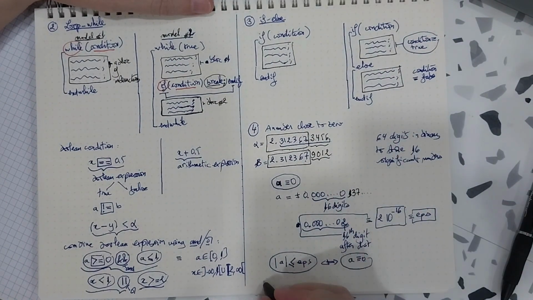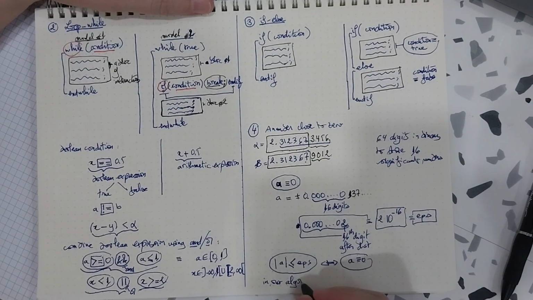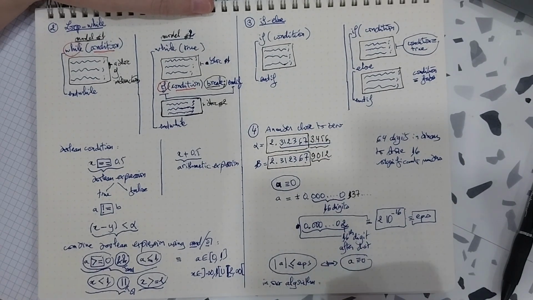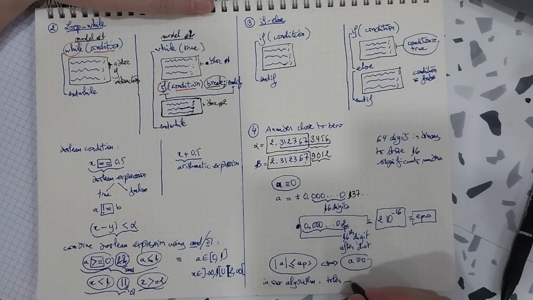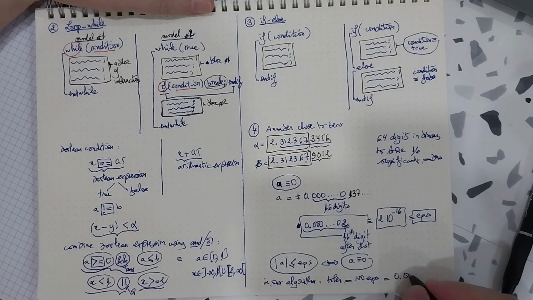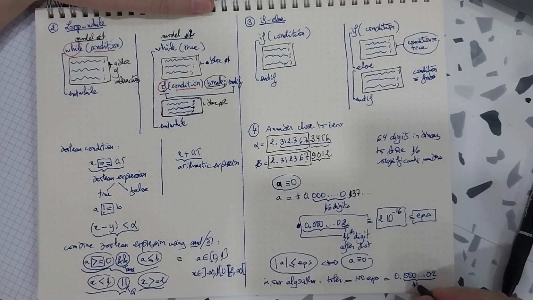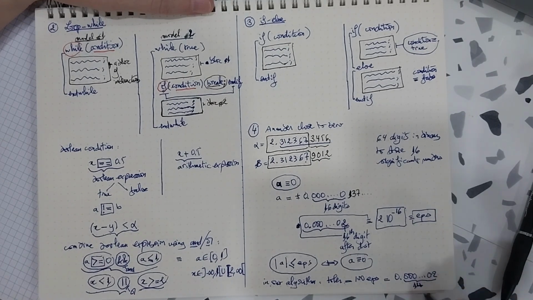So in our algorithm, we are more conservative. In our algorithm, we use tolerance equal 100 times eps. That is 0.000000000000 2, a 14-digit number. If you have 13 zeros and then a number, it's a 0.